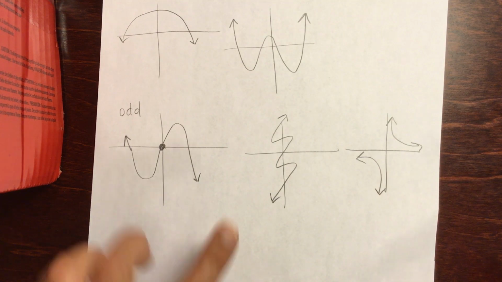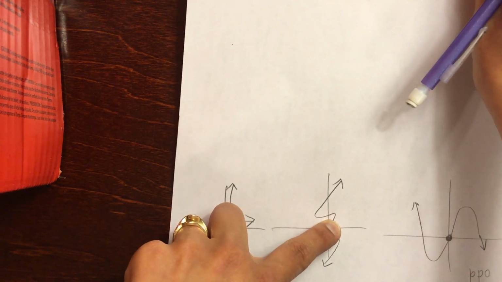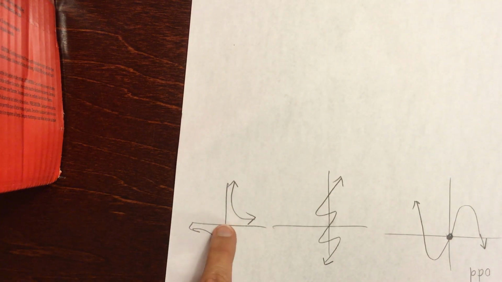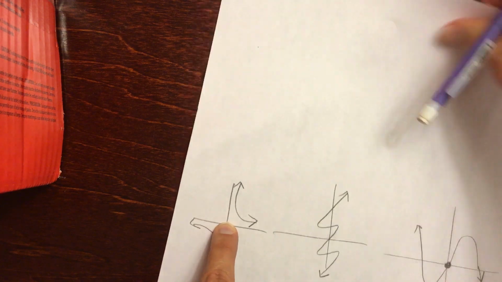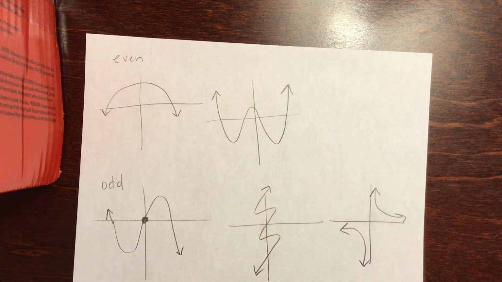For both of these, if you put your finger right in the center and rotate your graph, it looks the exact same with respect to the axes. And for here, if I put my finger right at the origin in the center and rotate my paper upside down, it looks the exact same with respect to the axes.